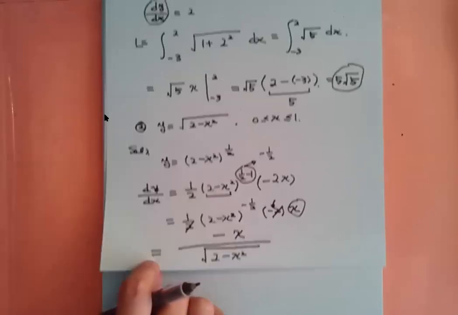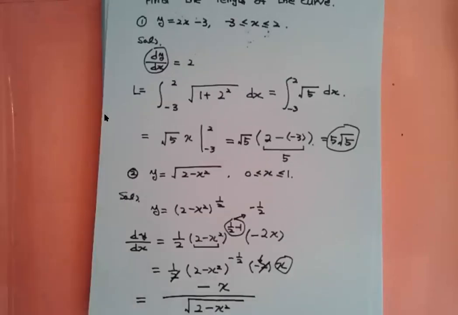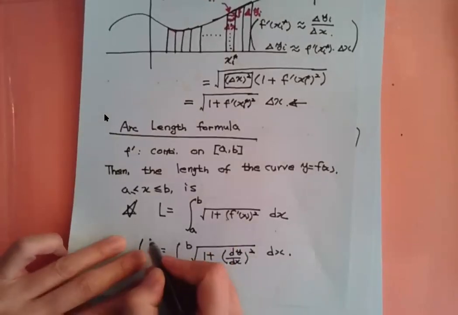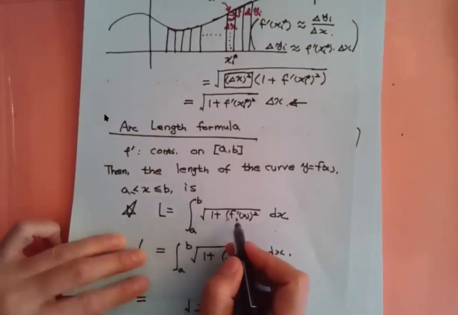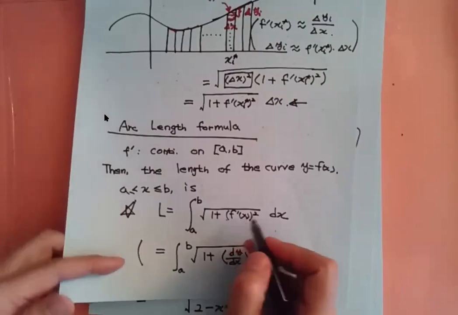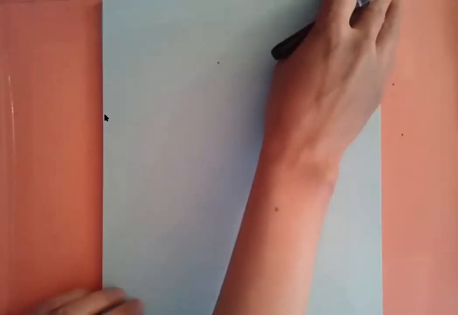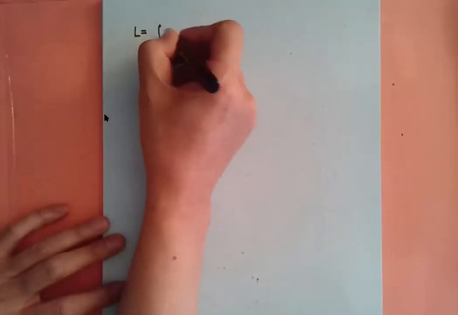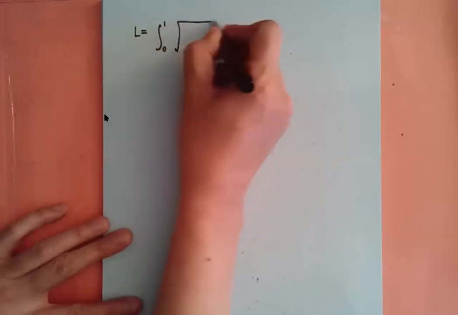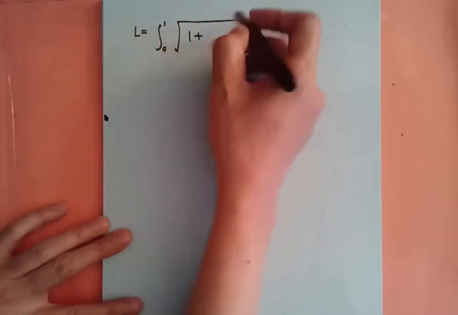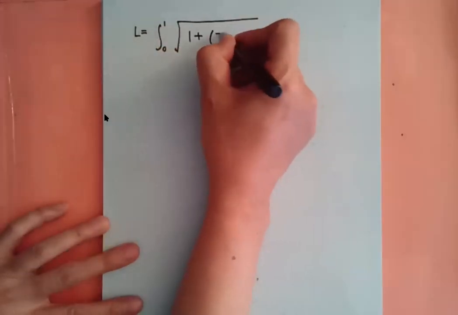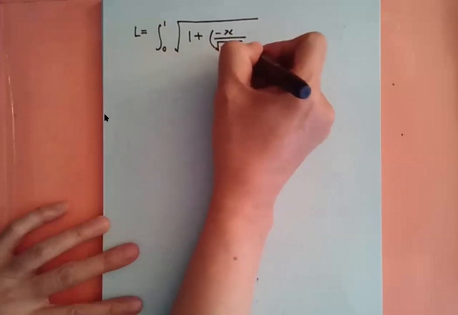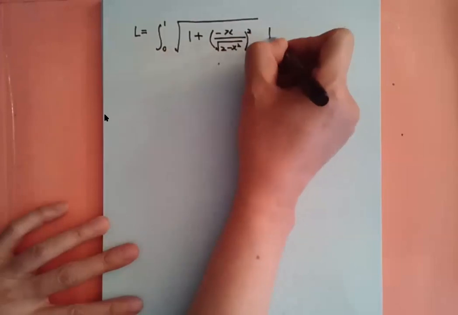So we will use this formula again. So square root of 1 plus differentiation squared. So L equals integration 0 to 1 square root of 1 plus (dy over dx) squared, which is minus x over square root of 2 minus x squared, dx.